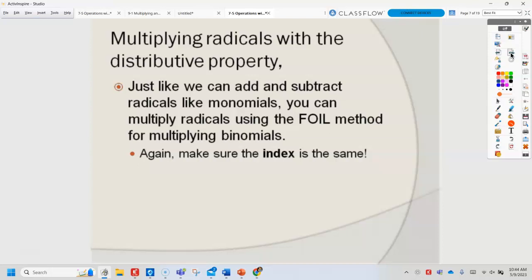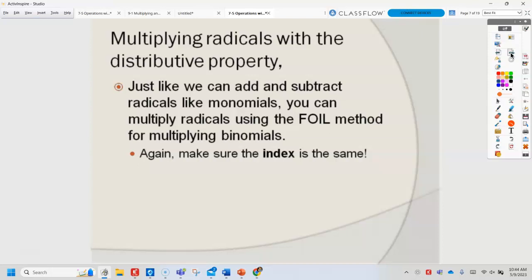Multiplying is pretty easy. The hardest part is remembering to go back to our days of FOIL. So just like you can add and subtract, you can multiply. We multiplied a little bit yesterday. We introduced multiplying yesterday, just a square root times a square root with variables underneath. What makes today a little bit nicer is we really don't talk about these with variables. We really just use numbers.